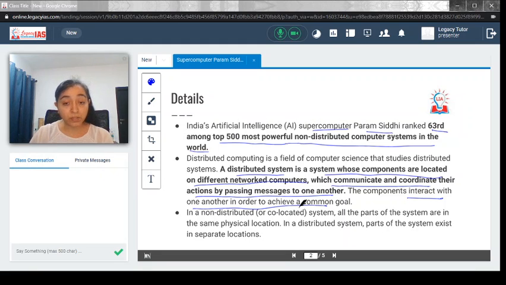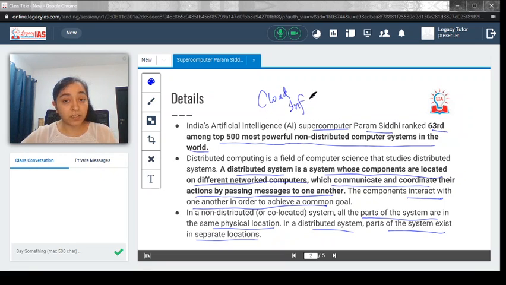Now what is a non-distributed one? All parts of the system are in the same physical location. In a distributed system, parts of a system exist in separate locations. In the present world, when we talk about cloud infrastructure, for example, the infrastructure is located at different places. There will be one original data backup, for example, and then the data backup copy would be located in a different location.